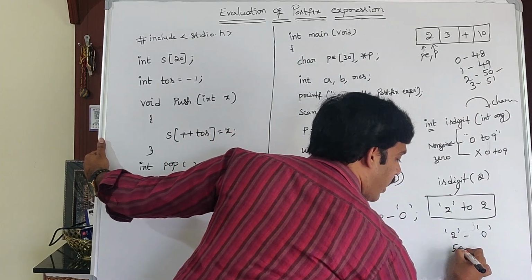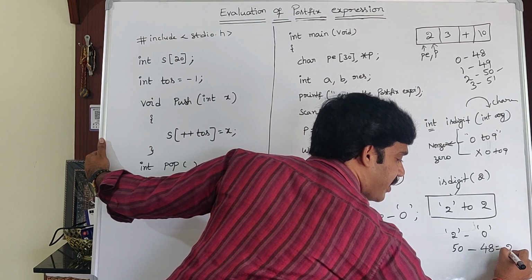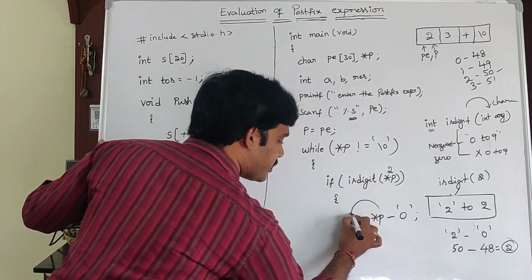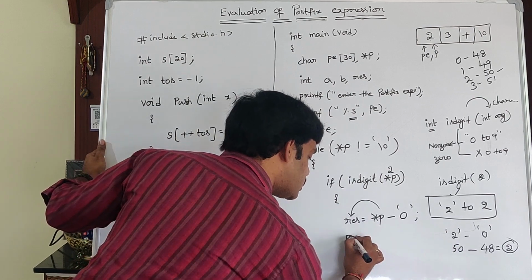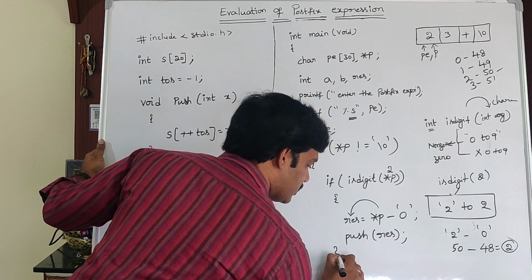50 minus 0's ASCII value, which is 48. So 50 minus 48 means 2. Now that is the digit. That digit is stored into the variable result. So push this result into the stack. Push of result into the stack.